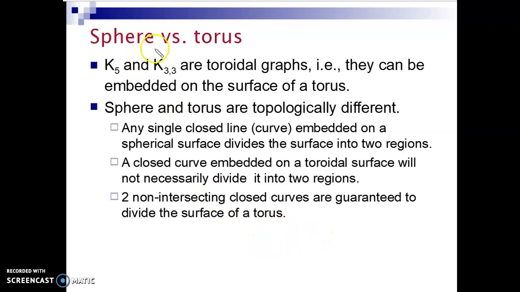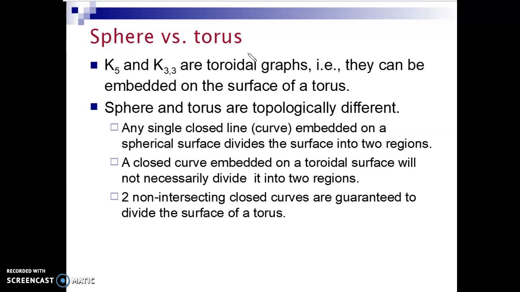Now, let's talk about the differences between a sphere and a torus. Again, remember, a torus is a three-dimensional shape which has one hole. Typically, a donut is a torus. So K5 and K33 are said to be toroidal graphs because although we cannot embed these graphs as planar on the surface, we can embed them on the surface of a torus. The reason is that sphere and torus are topologically different.